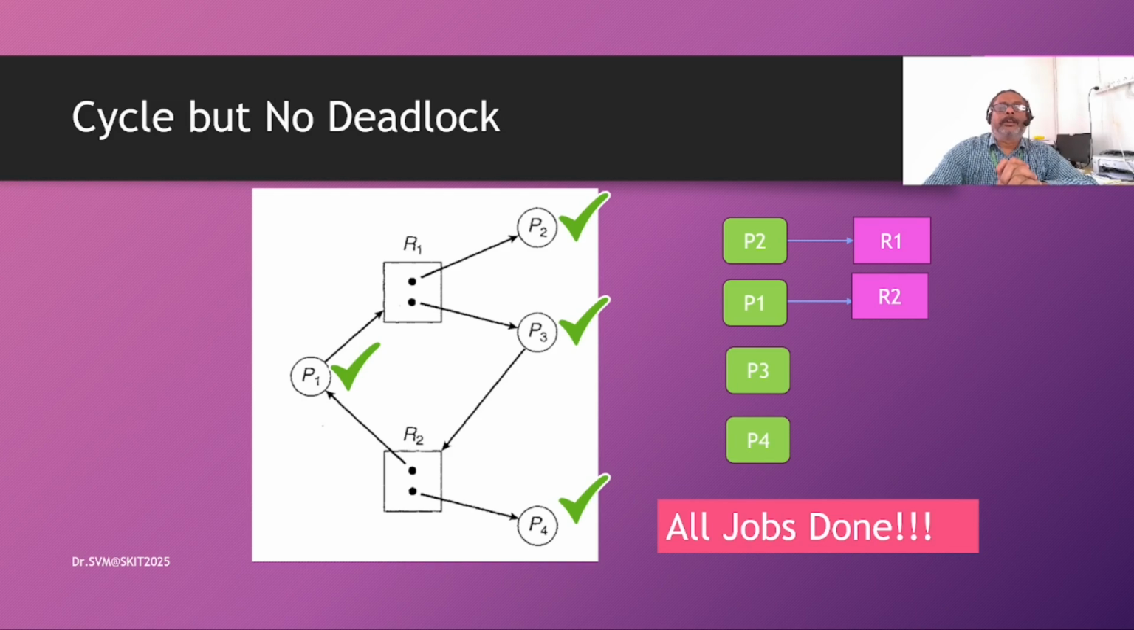So let me summarize. For deadlock, four situations are required, and all four have to be met simultaneously. 1. Mutual exclusion. 2. Hold and wait. 3. No preemption. And 4. Circular wait. If all four are there together, only then there is deadlock. Even if one of them is not there, no chance of deadlock.